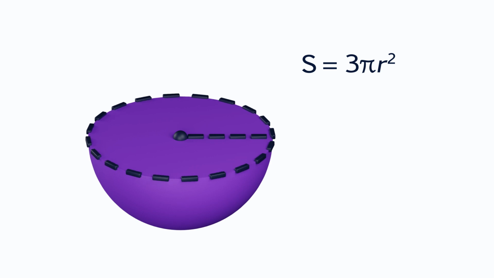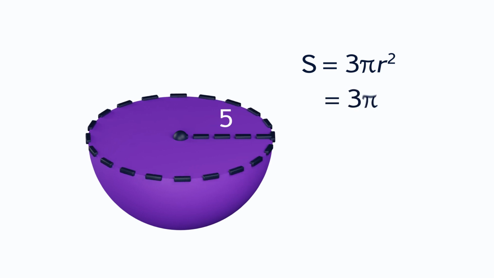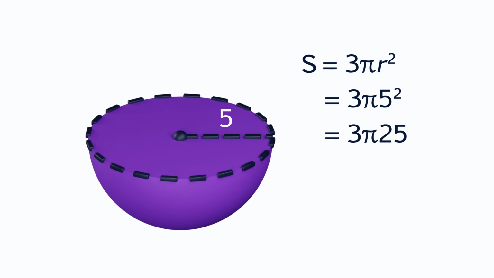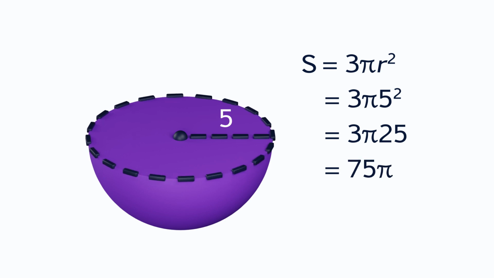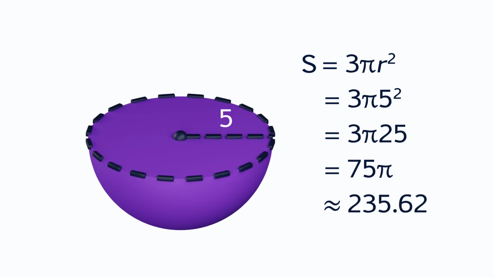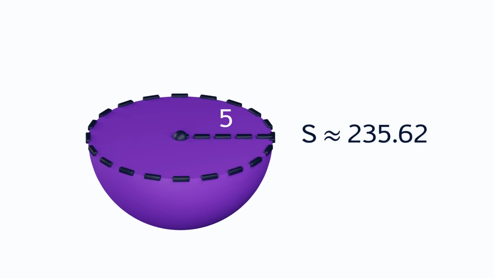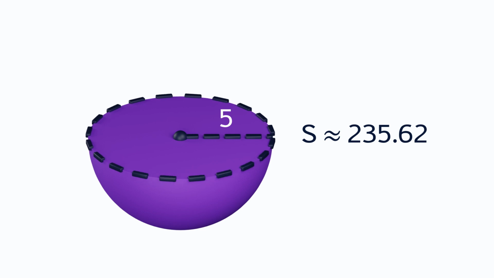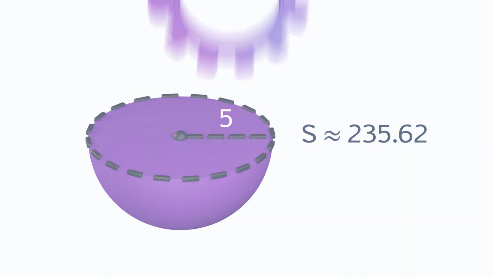Let's continue the calculation. Insert 5 for the radius. 5 squared equals 25. 3 times 25 equals 75. 75 times pi comes to approximately 235.62. This means that the total surface area of this hemisphere is about 235.62. Let's look at another example.